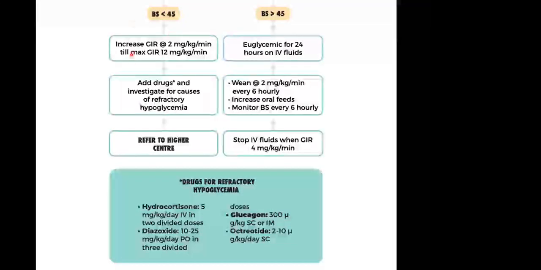So if a baby is requiring GIR of more than 12 mg per kg per minute, usually for more than 7 days, it's called persistent. And drugs commonly used are hydrocortisone 5 mg per kg per day, diazoxide 10 to 20 mg per kg per day, usually orally. Glucagon, usually SC or IM, never IV. Octreotide is a wide range, but normally the dosage is 2 to 10 micrograms per kg per day, usually subcutaneous. So the correct option was D, glucagon, because it was mentioned IV there.